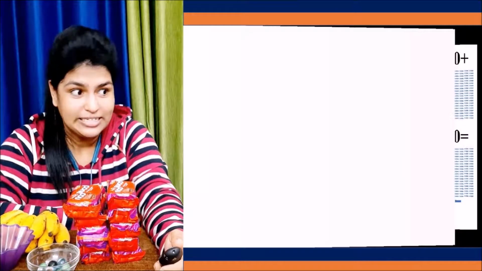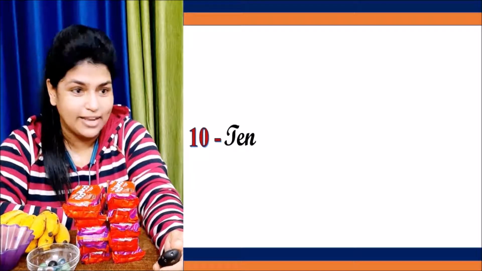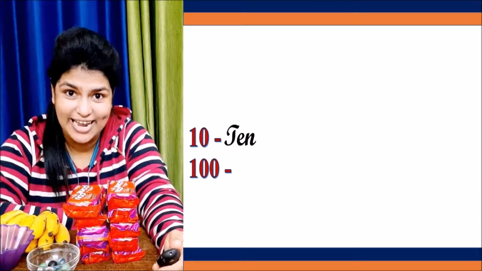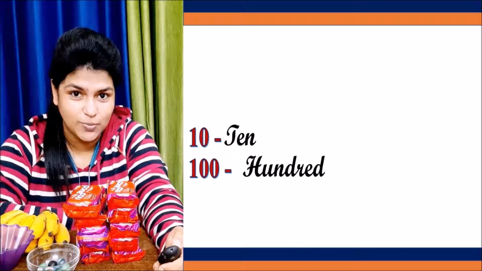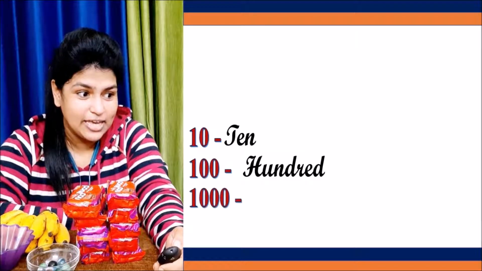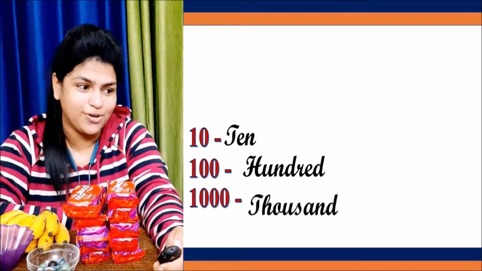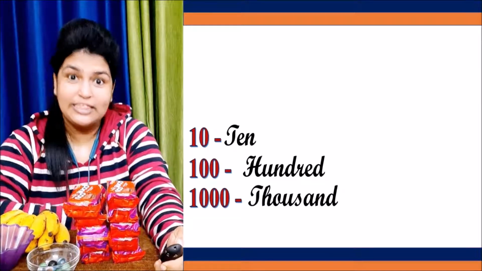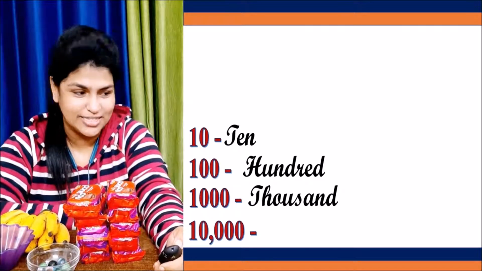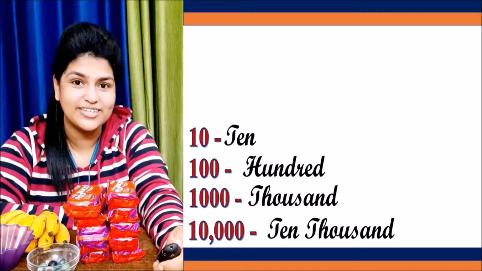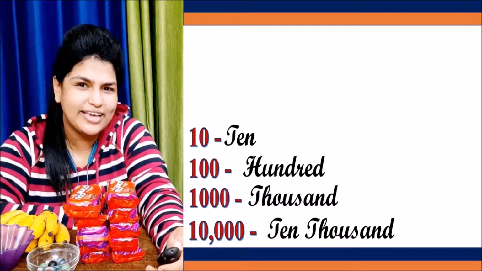Alright, now let us all take the answers together and see what do we get. First, we got 10. How do we write 10 in words? Ten. Then we got 100. We take 10 10 times, we got 100. You write 100 in words like this. Then you take 100 10 times, you get 1,000. You write 1,000 like this. Then 1,000, if you take 10 times, what do you get? 10,000. Then this is how we write it in words. Now look carefully.